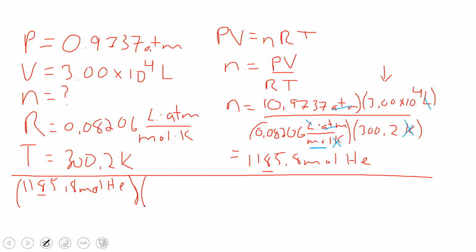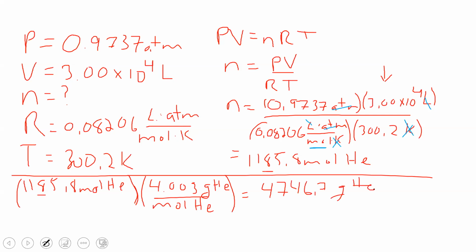Multiply that by the molar mass, 4.003 grams of helium per mole of helium. And you wind up with a value of 4,746.7 grams of helium. And of course, we can round that to the proper number of significant figures. So 4,750 grams of helium. All right. And so that sort of ties that up.